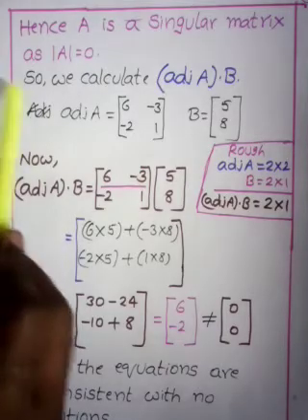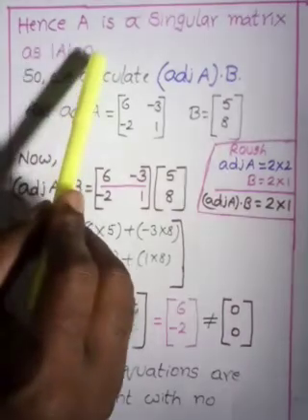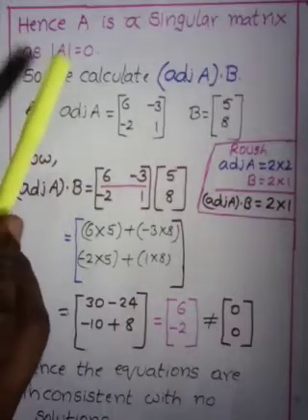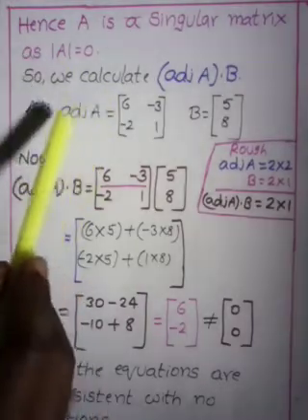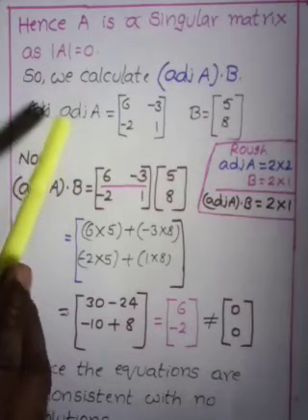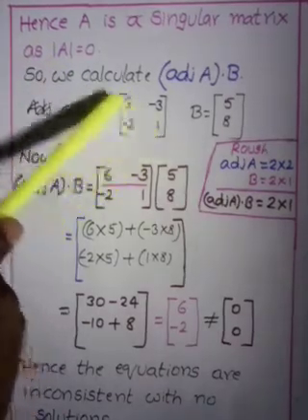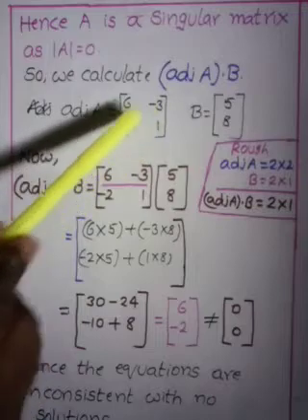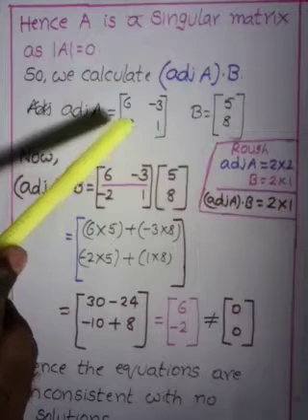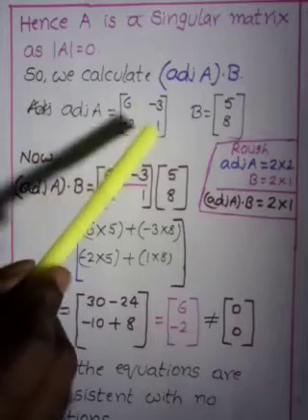Okay, my children. Now we calculate adjoint A into B because delta is equal to 0. We can't decide whether the given system is consistent or inconsistent. Now we find adjoint A. You know how to find the adjoint of a 2 by 2 square matrix. In the main diagonal, we interchange the elements. In the other diagonal elements, we change the sign. Remember that point, my dear children. I have explained the adjoint of a matrix of order 2 by 2.